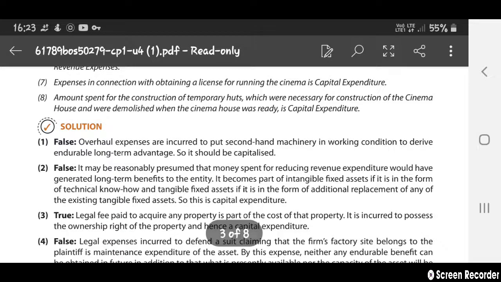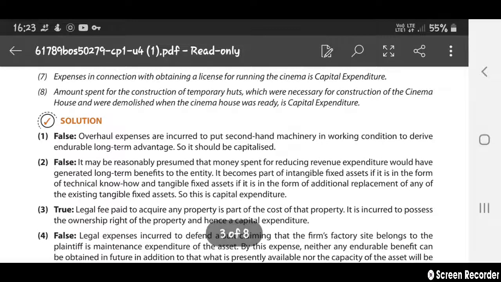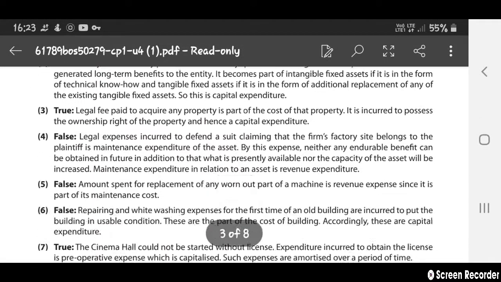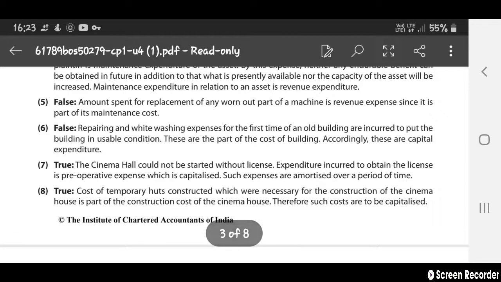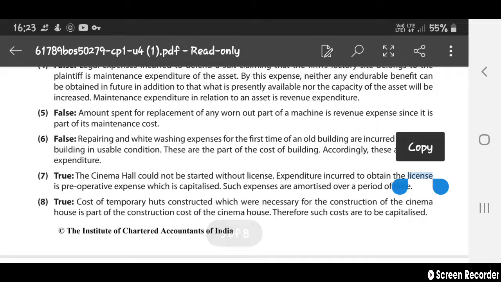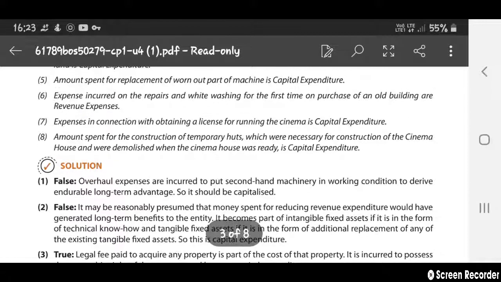Next, expenses in connection with obtaining a license for running the cinema are capital expenditure. Yes, because the cinema hall could not be started without the license, so the expenditure incurred to obtain it is a pre-operative expense which is capitalized. Such an amount is called capital expense.